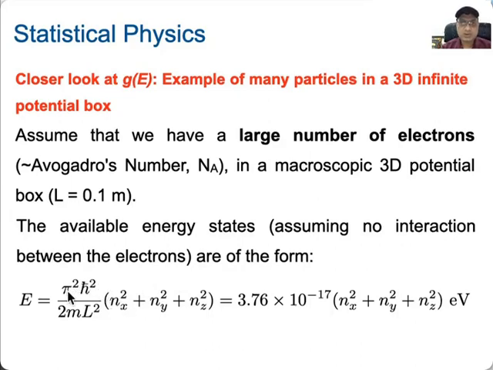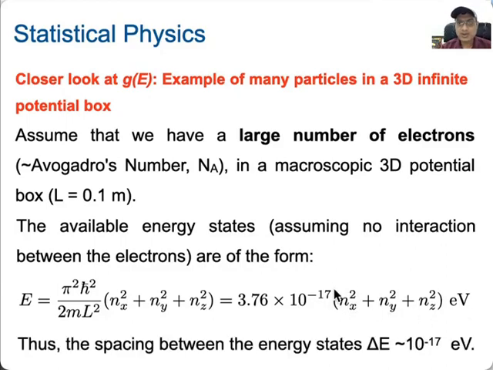So if you substitute the values of π, ħ, and m, here we are talking about the electron, with this Avogadro number, and the length of the box is given. This will come out to be 3.76 times 10 to the power minus 17 times these numbers, in eV. Now you can clearly see that the energy spacing between energy states is of the order of 10 to the power minus 17 electron volt, which is a very tiny number.